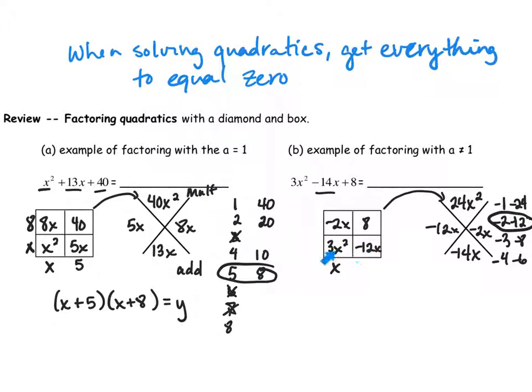And here in this row, my two coefficients are 3 and negative 12. Both of those are divisible by 3. So I'm going to take out a 3x. So 3x times x gives me 3x squared. X times negative 2 will give me negative 2x.